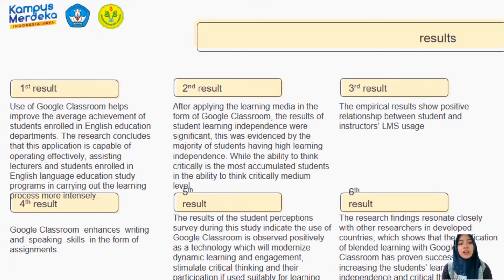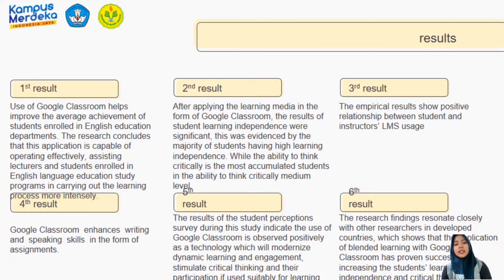So this research concludes that the application of Google Classroom is capable of operating effectively, assisting lecturers and students enrolled in the English language education study program in carrying out the learning process more instantly. So from this article, it means that they can get a positive result by using Google Classroom.